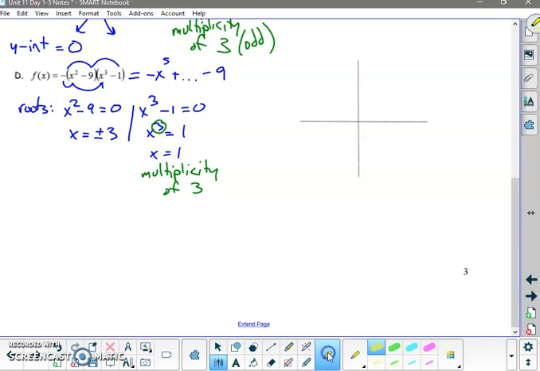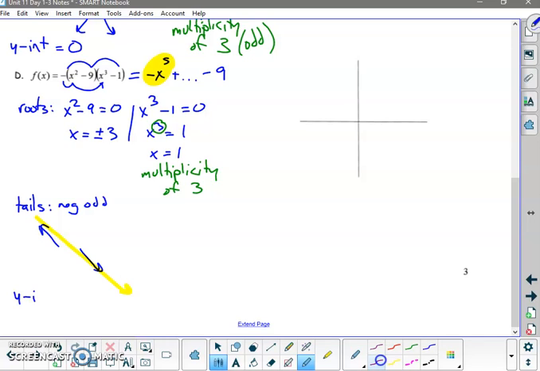Alright, so let's see. If I take a look at this first term here, I can see that for my tails, or end behavior, I've got a negative odd. So a negative odd is going to look like this. Remember how you can tell it has a general downward flow as you go left to right. And then finally your y-intercept, which again you can always find by just setting x equal to 0. If you do that up in the original equation, what you're going to have is negative 9.